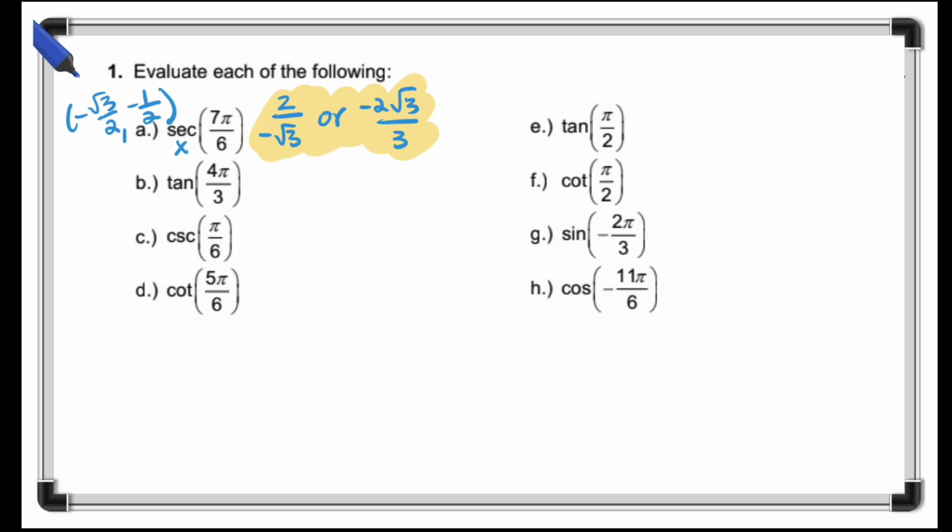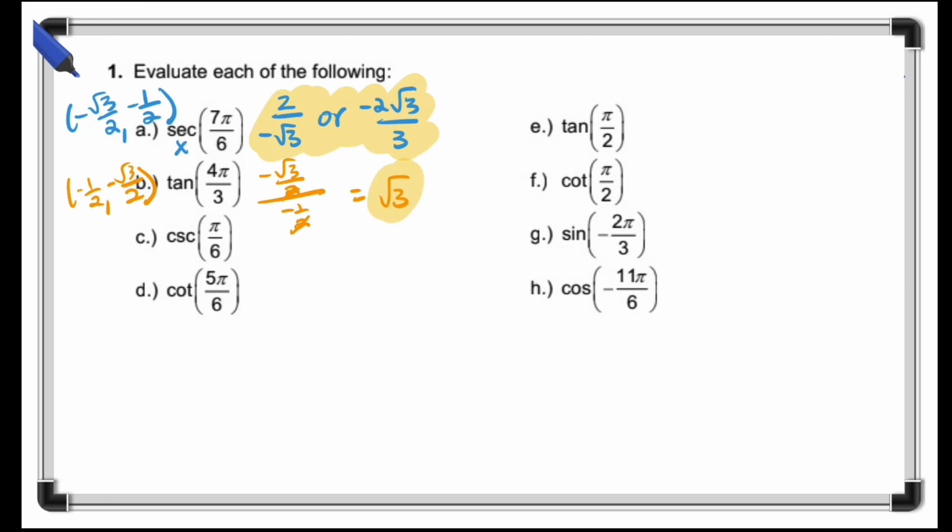In 4 pi over 3, we have negative 1/2 and negative root 3 over 2. Now tangent is the y value over the x value. So you are going to do negative root 3 over 2 divided by negative 1/2. You know that the 2's will cancel, the negative will cancel, and you're going to be left with the square root of 3.